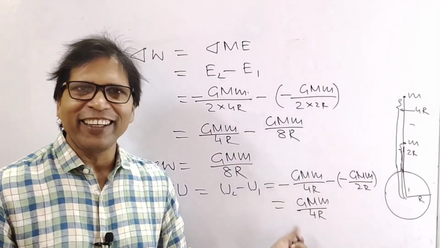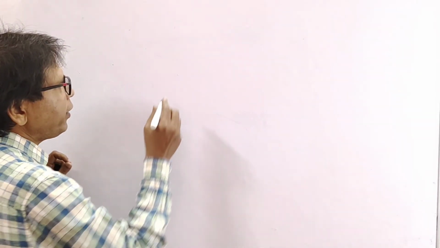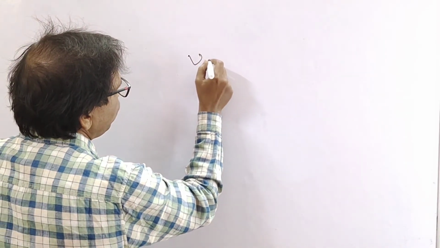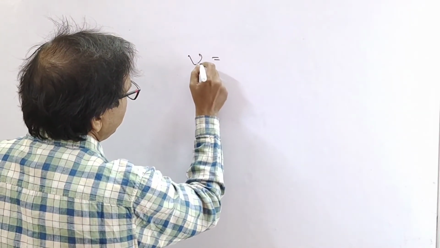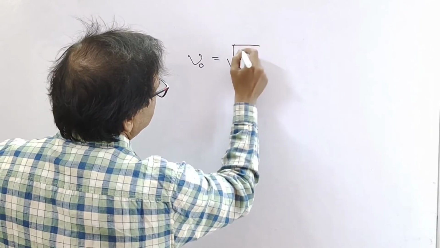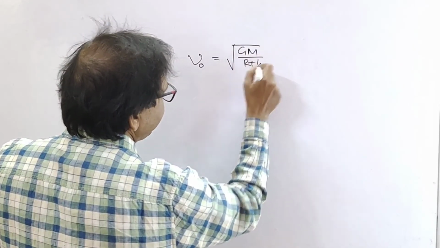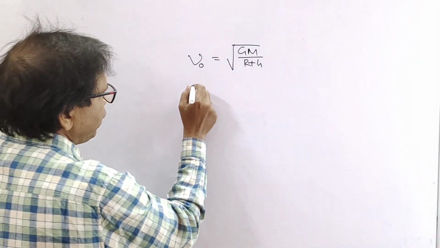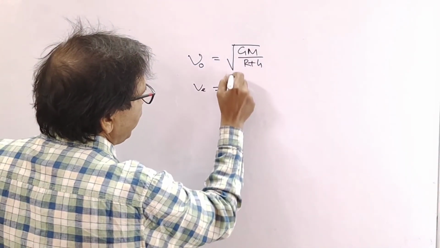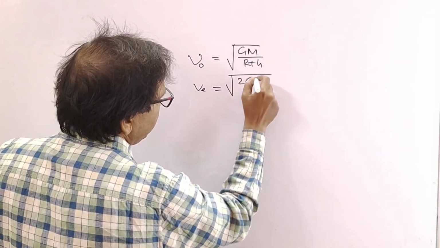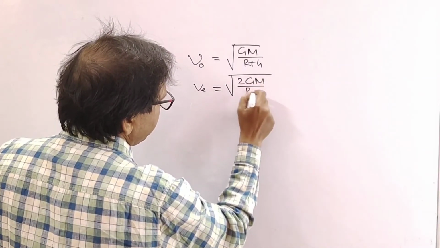Okay, understood? Next. We have to establish the relation between orbital velocity of a satellite and escape velocity at that place. We know the orbital velocity of a satellite at an altitude h is the root of GM divided by r plus h. Now escape velocity at an altitude h, v_e, equals the root of 2GM divided by r plus h.